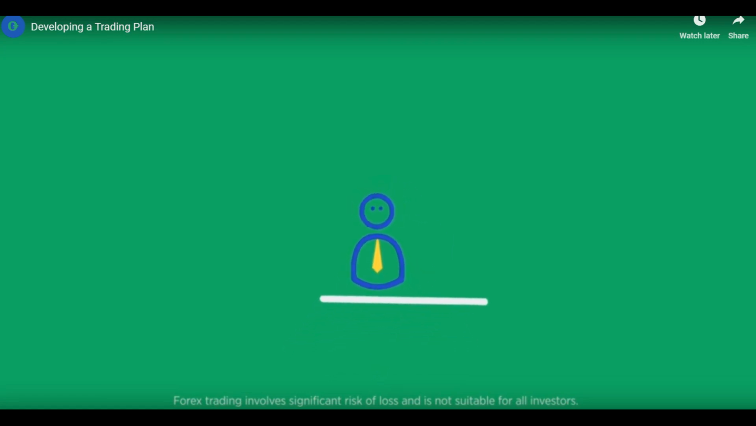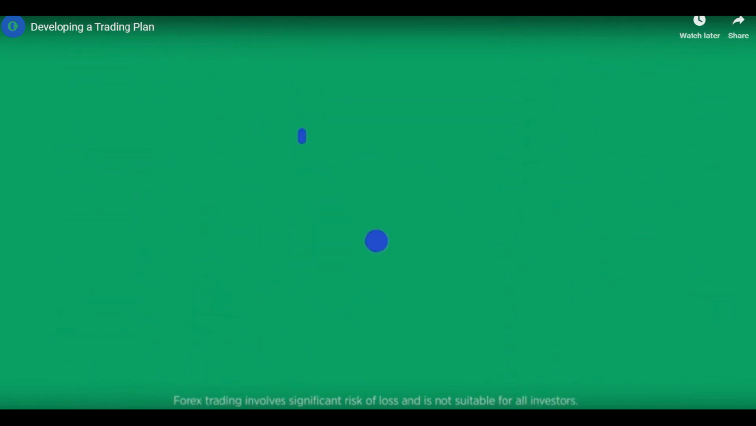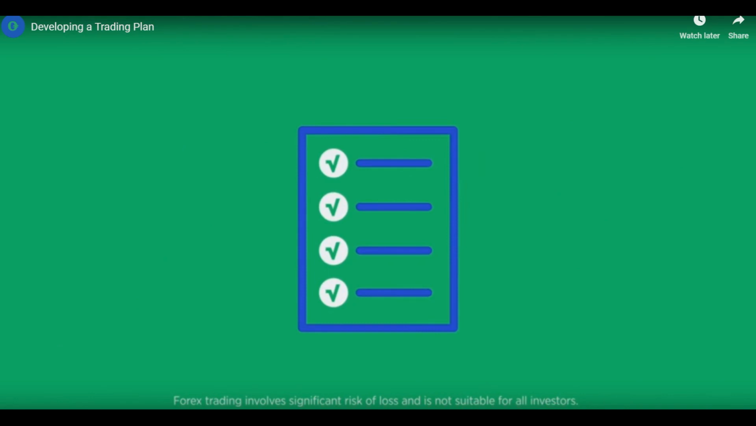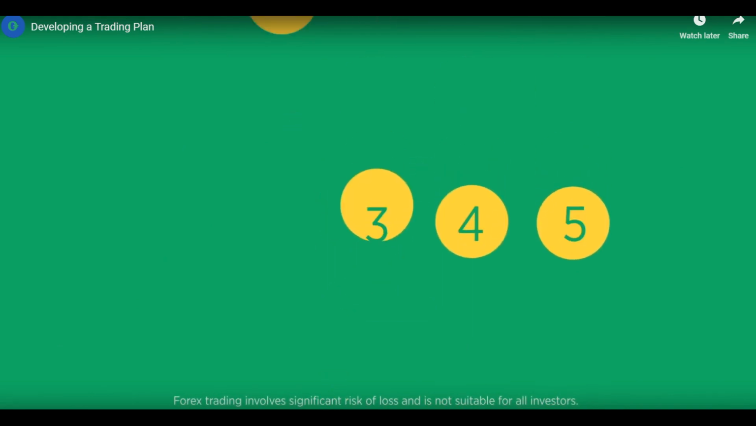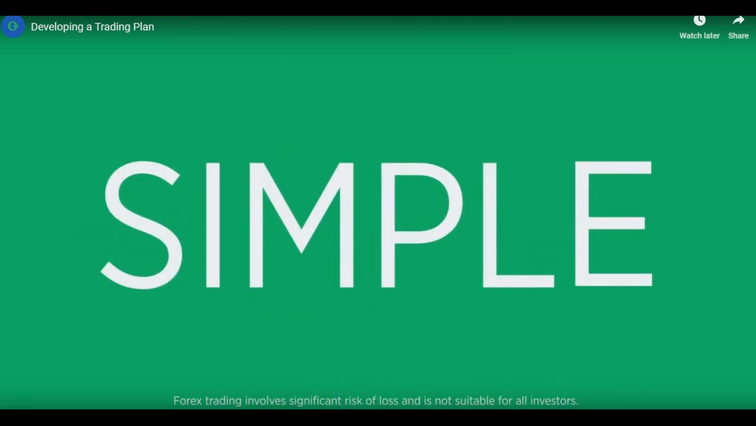Throughout your Forex trading journey, you will have both ups and downs. It's easy to get distracted by the different trading methods out there, so you need to make sure you have a trading plan that you stick to, whatever the circumstances. Here are our 5 golden rules for building a successful trading plan. Golden rule number 1 is to keep it simple.